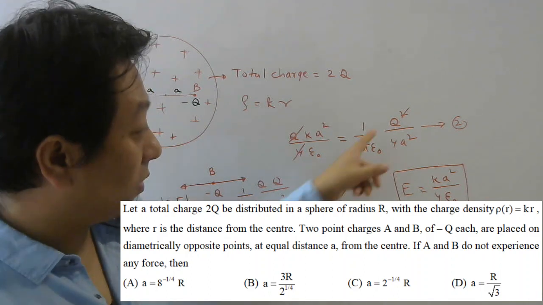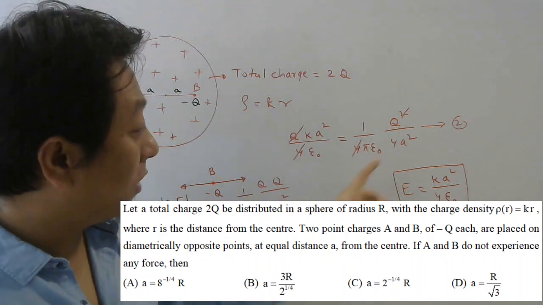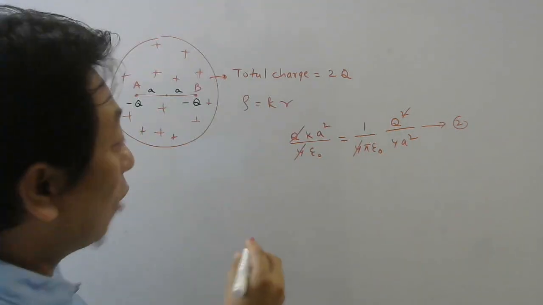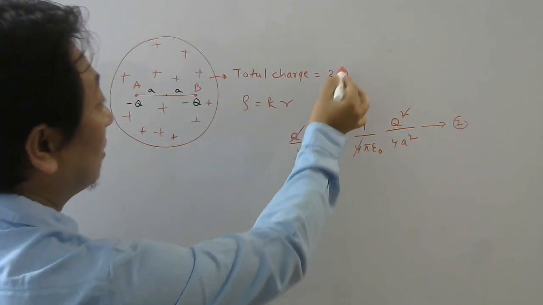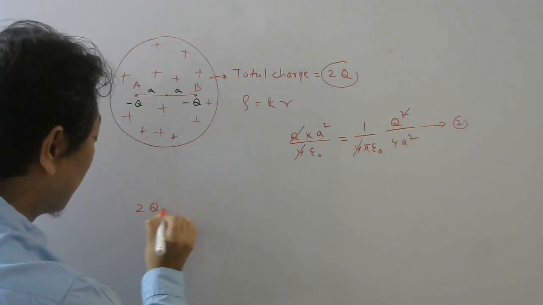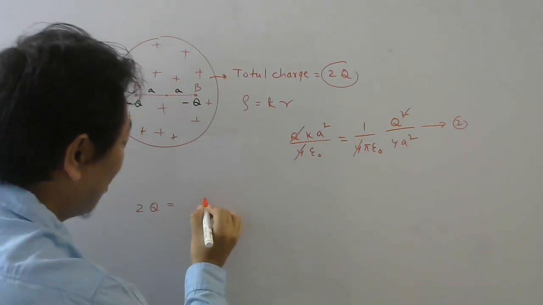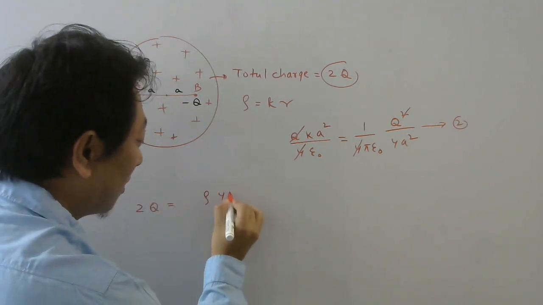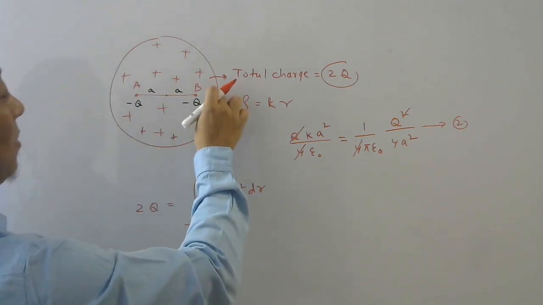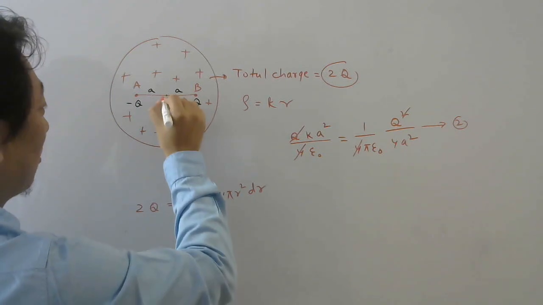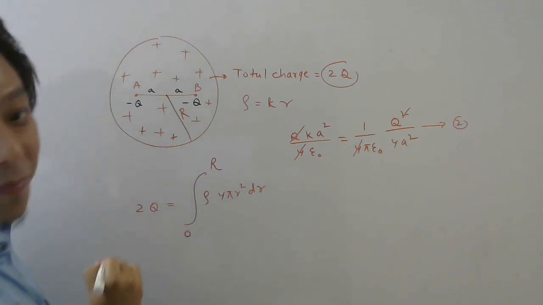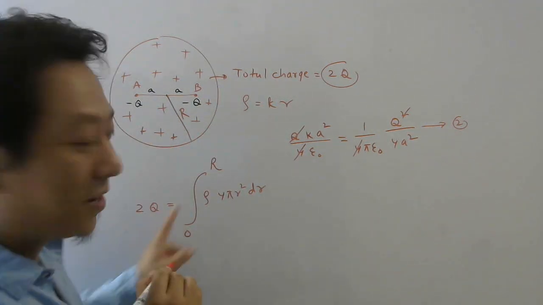Now if you see the options, capital Q is not there. They want a relation between a and capital R, right? So we need to find Q in terms of capital R. Now how to find Q in terms of capital R? Remember the total charge of the sphere was given as 2Q. And how can we write the total charge? Well, first find the charge on the shell, which is density into volume of the shell, right? And then you have to integrate from here up to here, because you want the total charge. So from 0 to capital R, which was given as the radius. That is how you can find the relation between Q and capital R.